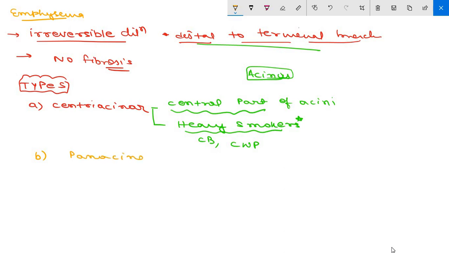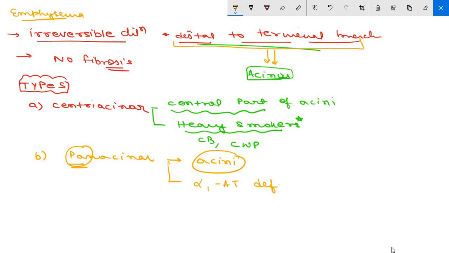Okay. Now the next type is pan-acinar. The name itself suggests pan means it will involve all the air spaces which are beyond terminal bronchiole, meaning it will involve the full acinus. I am again repeating, what is acinus? The air spaces which are distal to terminal bronchiole are known as acinus. So pan-acinar, pan means involving the whole of the acini, the whole part distal to terminal bronchiole, and this is basically associated with alpha 1 antitrypsin deficiency. This is mainly associated with alpha 1 antitrypsin deficiency.